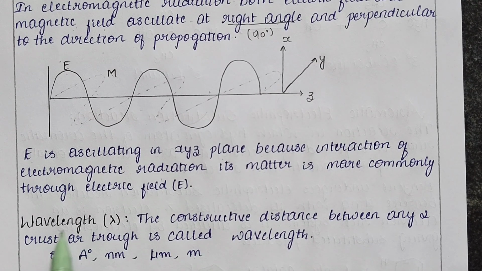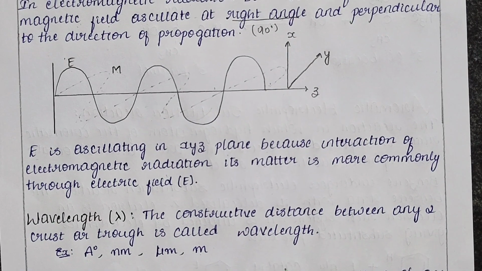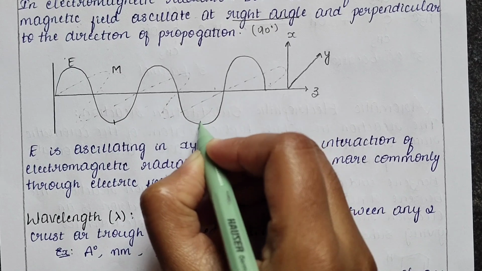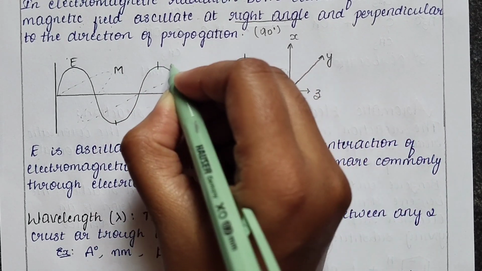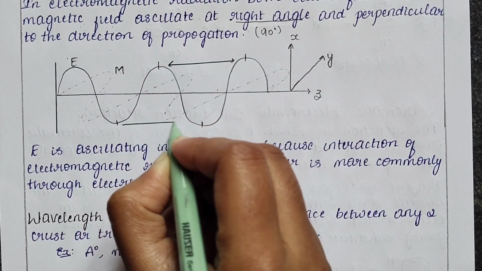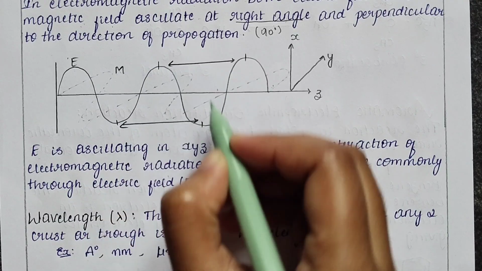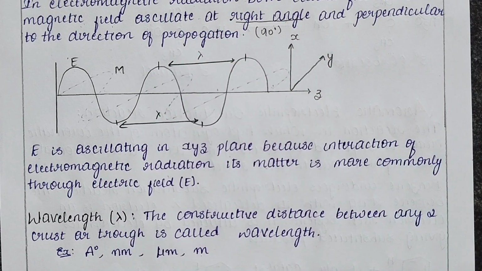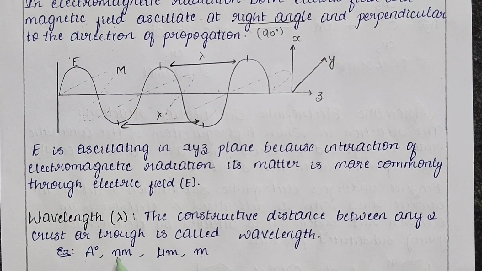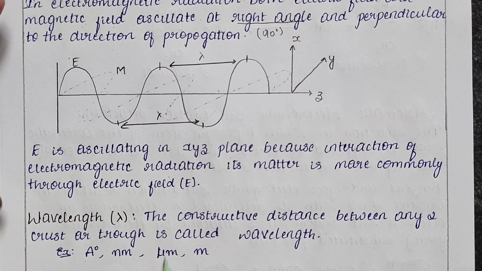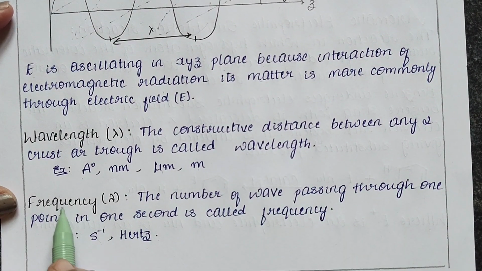Now if we see what this wavelength is, it refers to the consecutive distance between any two crests or troughs, which is the distance from here to here or here to here. So the distance between these crests or troughs is called wavelength, which is represented in terms of Angstrom, nanometer, micrometer or meter. Now let us see what frequency means.